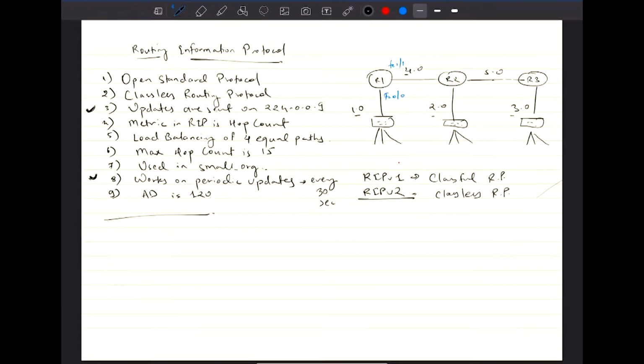Every 30 seconds. Which means R1 and R2 will be advertising networks 1.0 and 4.0 to R2 and R3. And then R2 and R3 will be advertising their directly connected networks to R1 and R2 and R3 respectively. And then these routers will keep on forwarding the same information again and again every 30 seconds, which uses a lot of unnecessary bandwidth of our network.